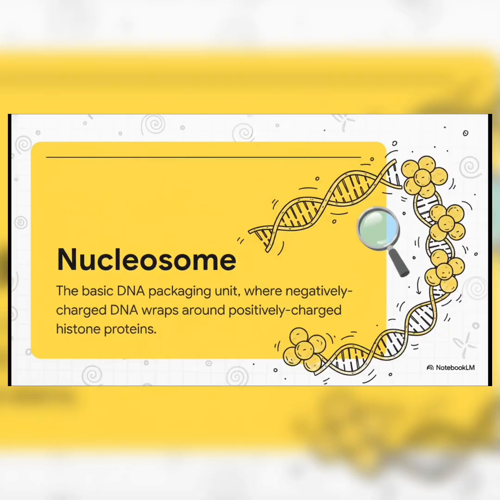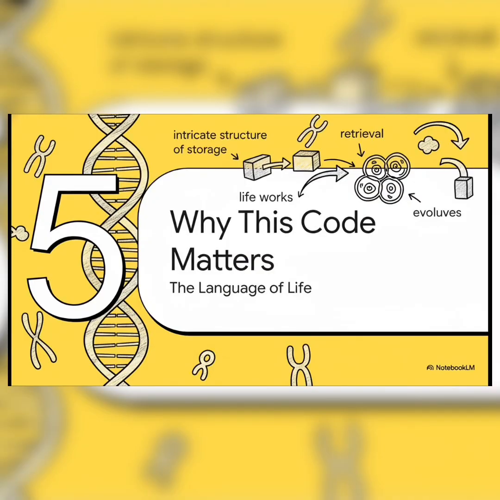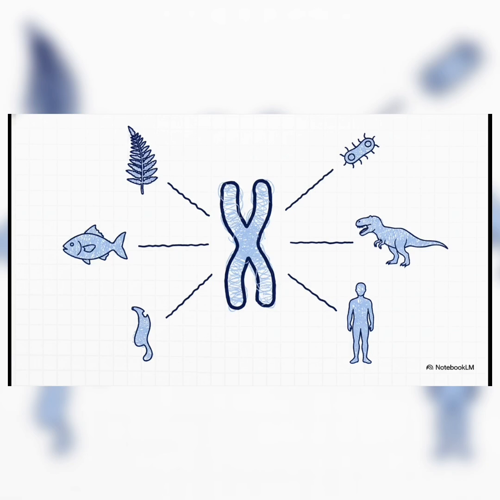So you might be wondering, why does any of this microscopic detail really matter? Well, because this unbelievably elegant system of storage and retrieval, it's the very foundation of life itself. It's how life works, how it copies itself, and how it evolves over millions and billions of years. Think about it. This simple, elegant code packed away so efficiently, it holds the entire history of life on this planet. It's like a living library passed down from generation to generation, a testament to billions of years of evolution. It is, without a doubt, information storage perfected.